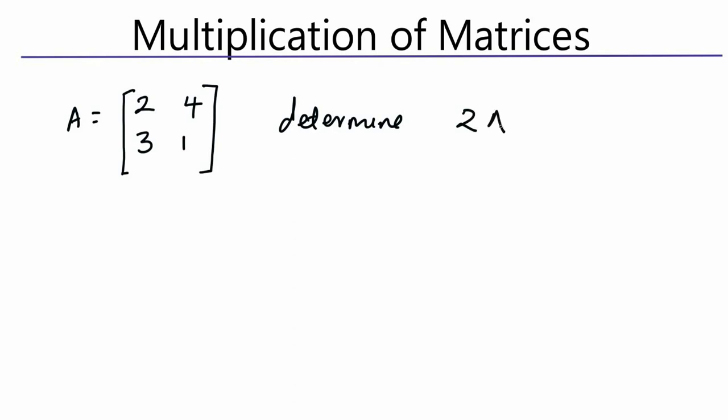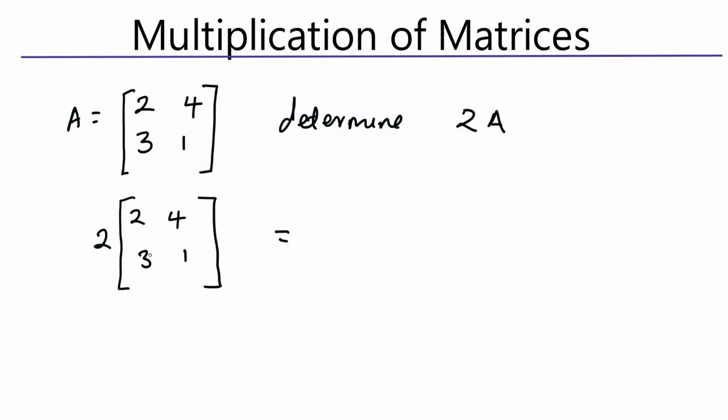Now, sometimes we are given a matrix. For example, you are told that you have been given a matrix A, which is 2, 4, 3, 1, and you are told to determine 2A. So 2A means that we are multiplying 2 by the matrix A. And for such a question, you have 2 and we are multiplying it by 2, 4, 3, 1.